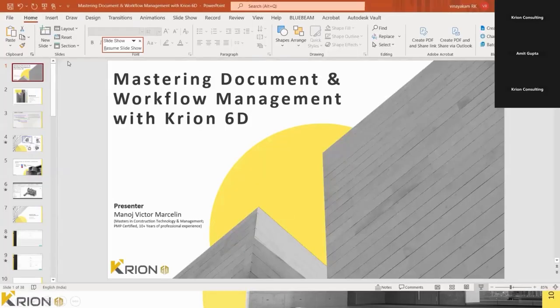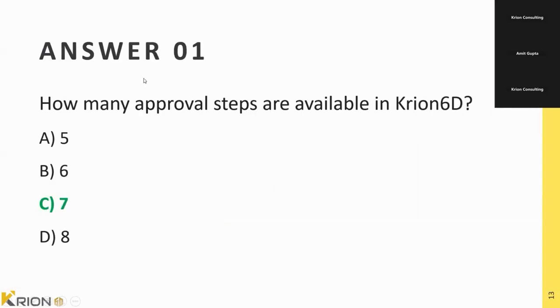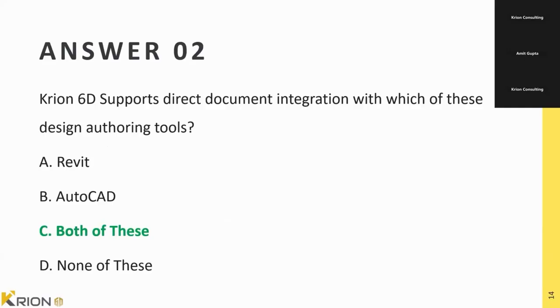Okay, so we'll check the answers for the questions. How many approval steps are available in Krion6D? We saw that we can configure up to 7-step approval workflows. So the right answer is 7. And the second question was whether Krion6D supports direct document integration with Revit and AutoCAD. The answer is that both of these platforms are supported with live integration with Krion6D, right? You can push and pull models and CAD drawings from Revit and AutoCAD respectively.